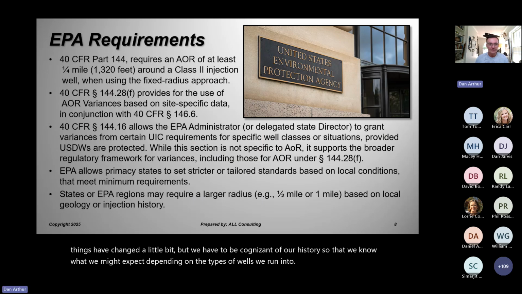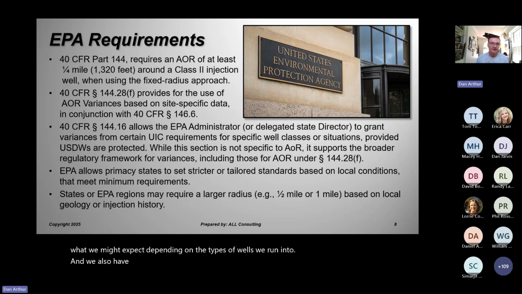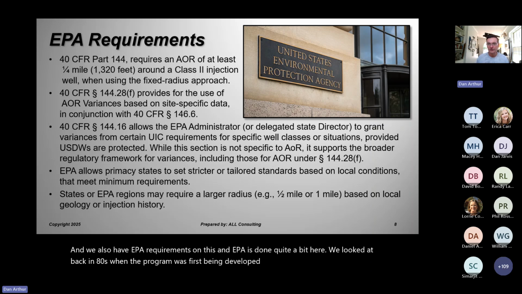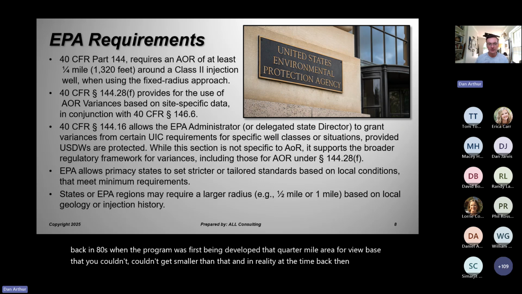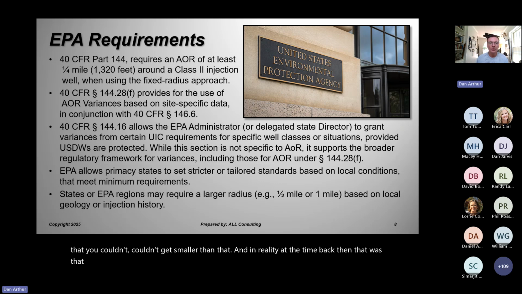And we also have EPA requirements on this, and EPA has done quite a bit here. We looked at back in the 80s, when the program was first being developed, a quarter-mile area of review base, that you couldn't get smaller than that. And in reality, back then, that was more than enough. But we were looking at a lot less injection volumes and so forth.